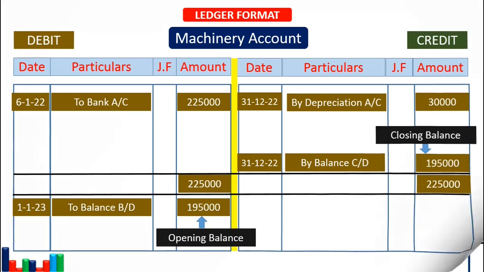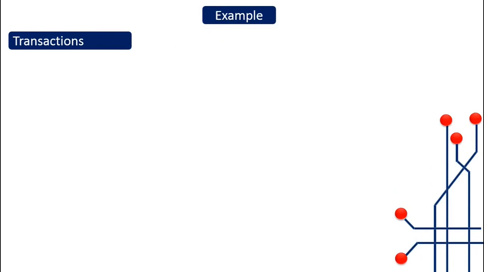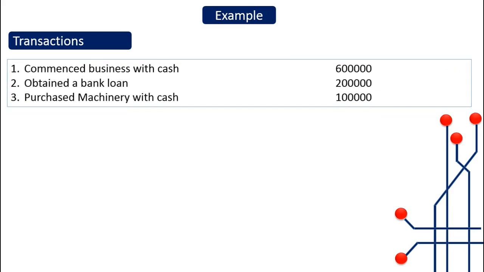Having learnt about the meaning and format of ledger, let us now enter some transactions in ledger. Suppose these are the three transactions which took place for a business in a particular time period. First, commenced business with cash rupees 6 lakh. Second, obtained bank loan rupees 2 lakh. Third, purchased machinery with cash rupees 1 lakh. The first step is to write the journal entries for each of these three transactions.